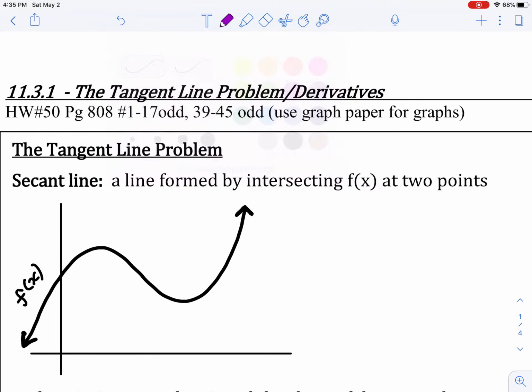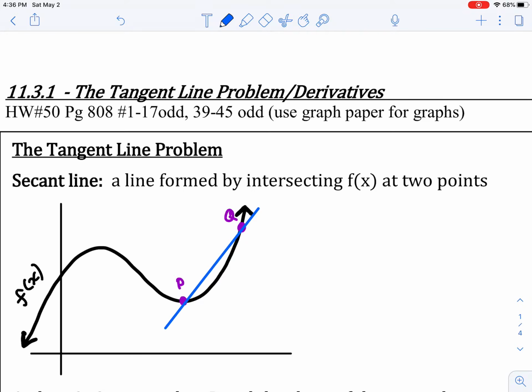And let's just choose two arbitrary points on f of x. Let's go ahead and label this point right here and call this one point P. And we'll find another point and we'll call this one point Q, for example, okay? And suppose I wanted to find the slope of the secant line. So let's talk about that. First off, what is a secant line? The secant line is a line formed by intersecting any function at two different points.